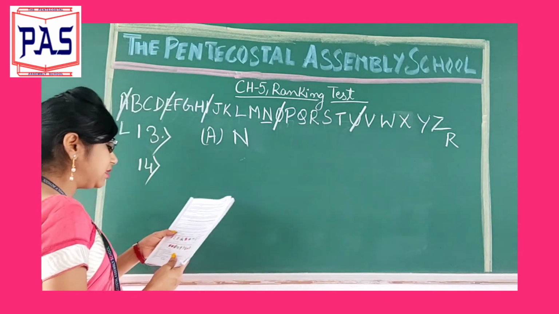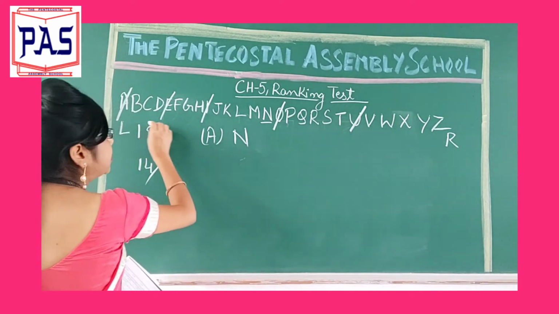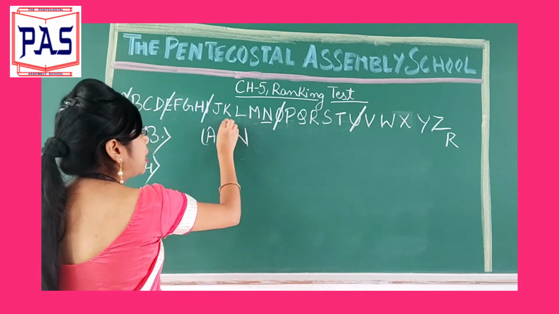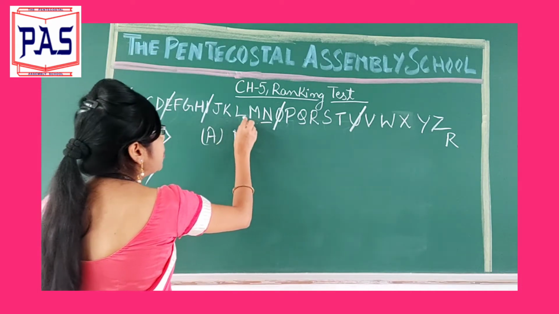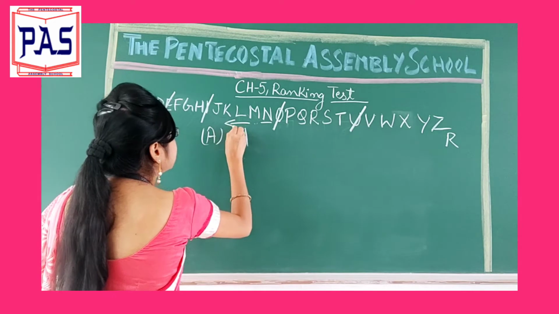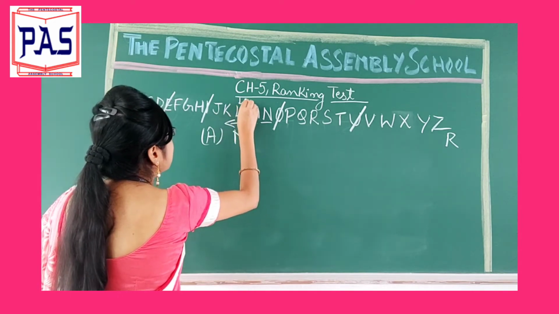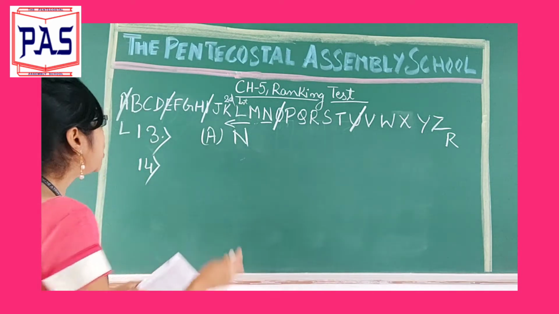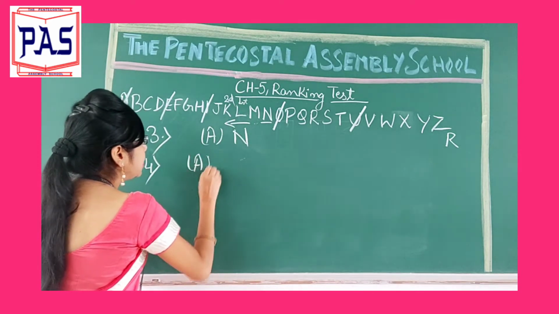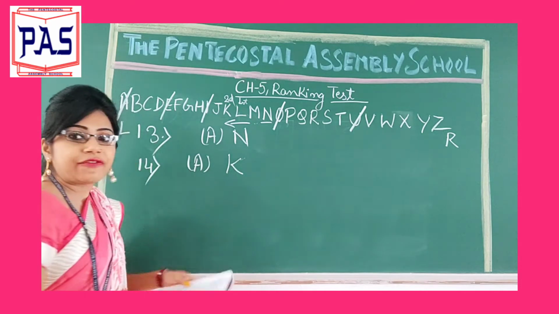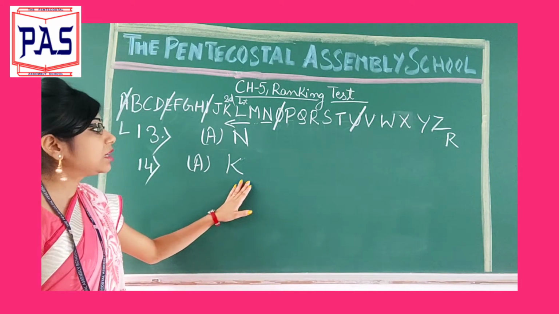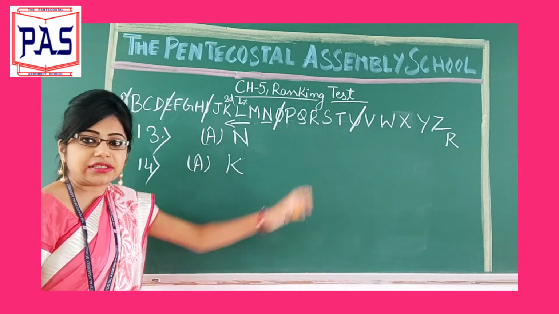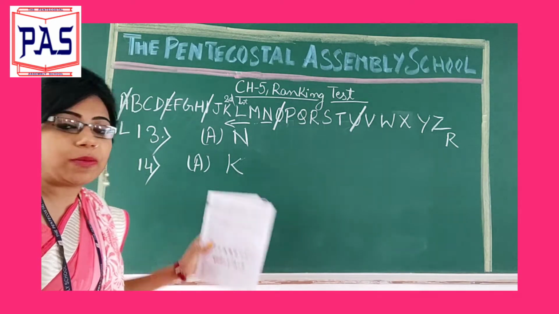So which alphabet is second to the left of the 13th alphabet? The 13th alphabet is M. So second to the left side of M. L is first and K is second. Option A, K. Alphabet K is second to the left of the 13th alphabet of this series. So your answer will be option A.